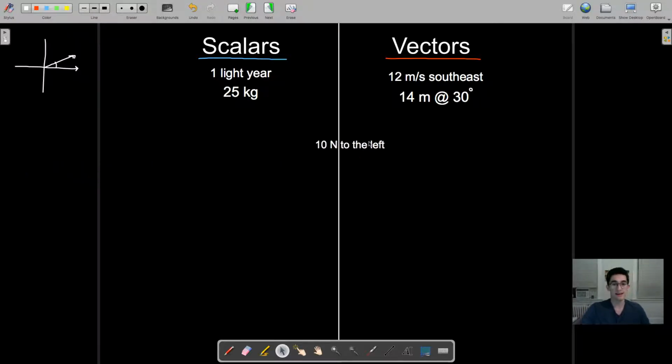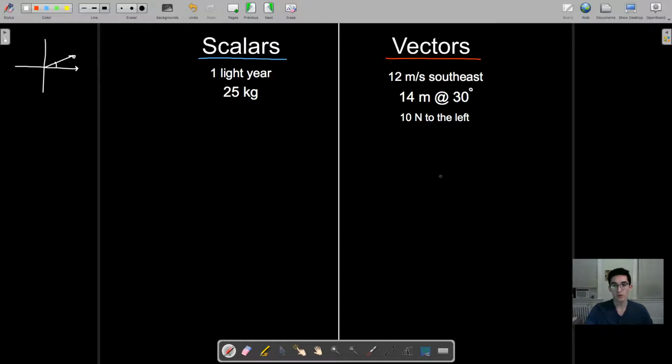And finally, 10 newtons to the left. Take a moment to pause. And if you said it was a vector, you were correct because to the left is a direction. And oftentimes when we draw vectors, we use an arrow to represent them. That's why I kind of drew that arrow for the 30 degrees. So when we draw an arrow to represent a vector, we don't just draw it any old way.